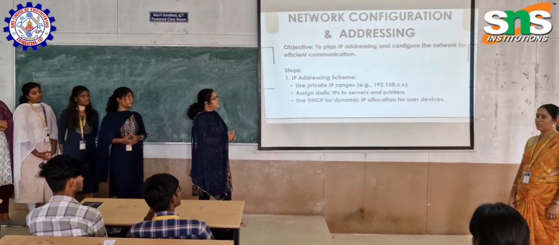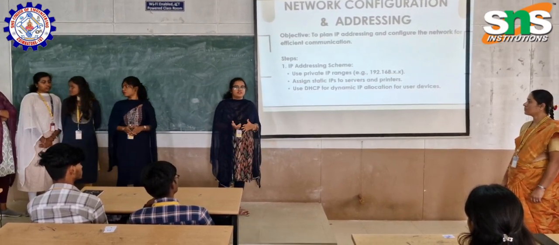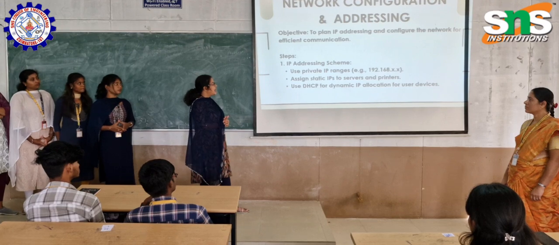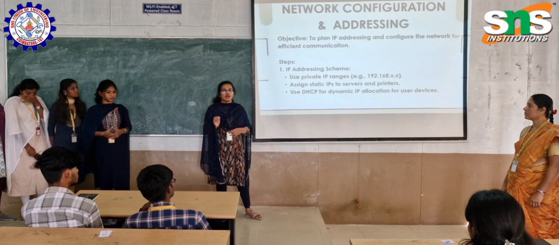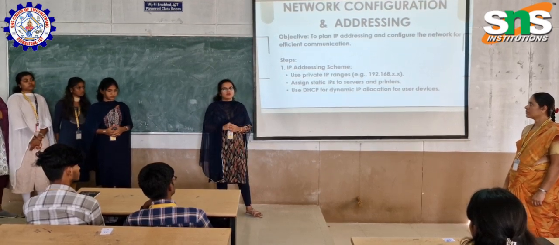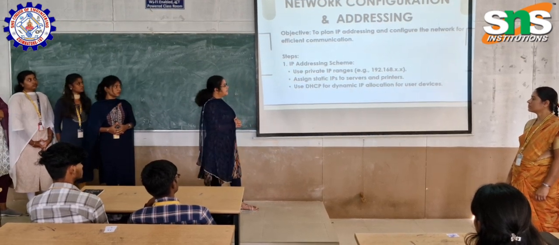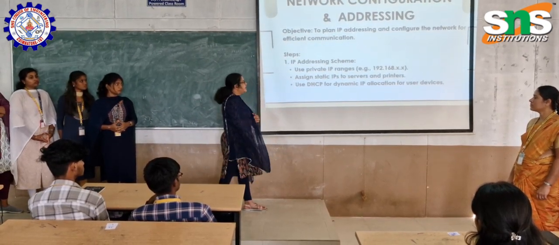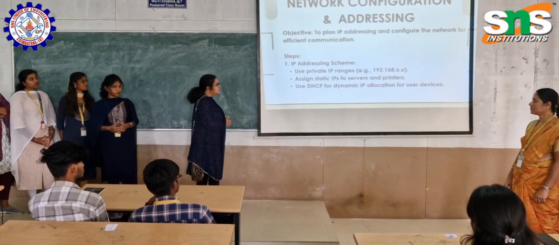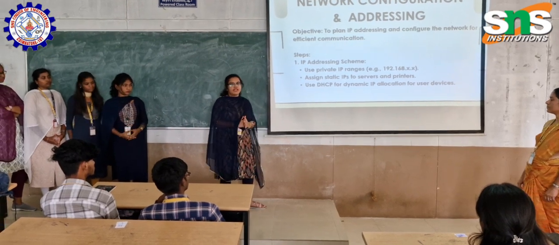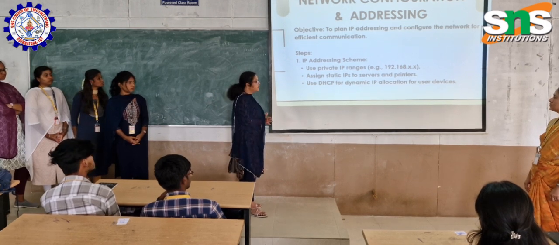IP addressing and configuration of the network for efficient communication. It is divided into several steps, and step 1 is the IP addressing scheme. An IP addressing scheme is nothing but a unique identifier for a network or device in telecommunication. Use a private IP range and assign static IPs to servers and printers. Use DHCP. DHCP is the Dynamic Host Configuration Protocol for dynamic IP allocation for users' devices.